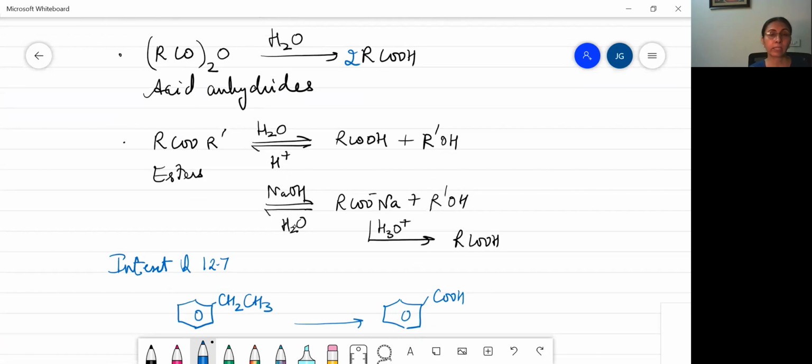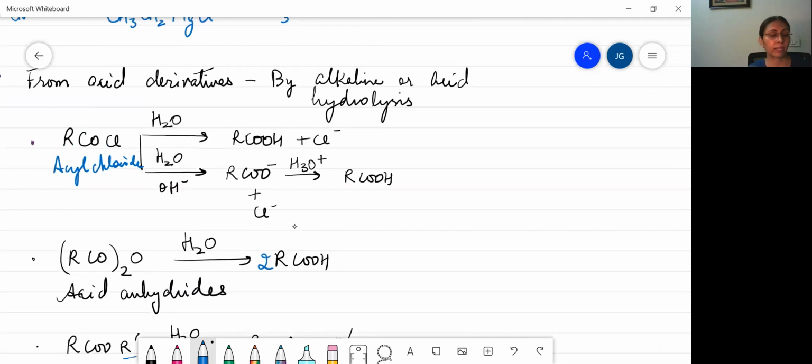At the same time, esters, this reaction you have done before also. Esters, when hydrolyzed in the acidic medium, it is a reversible reaction. What do you get? Carboxylic acid and the alcohol. This R dash, this alkyl group which is attached to oxygen will be converted into alcohol. When you do the alkaline hydrolysis, the reaction is also called saponification reaction. Again, what do you get? Sodium carboxylate, which upon acidic hydrolysis will give you carboxylic acid.